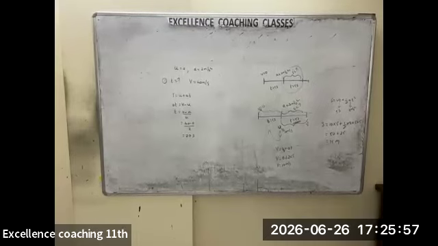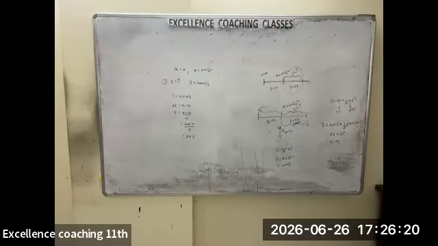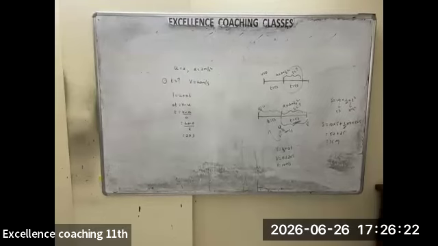A car moving with a speed of 72 km per hour on a straight road is brought to rest. So what is the initial velocity? 72 km per hour, which you have to convert into meter per second first. And what is the final velocity? 0. How much distance is covered? 100 meter. What is the retardation of the car?